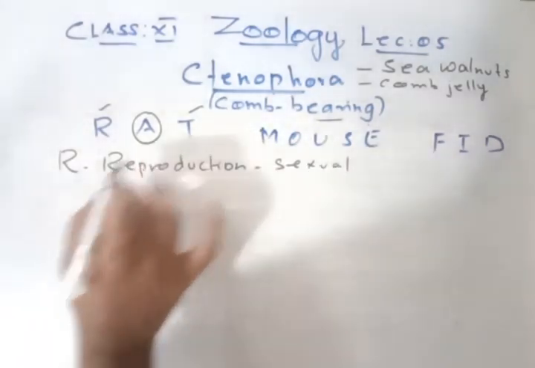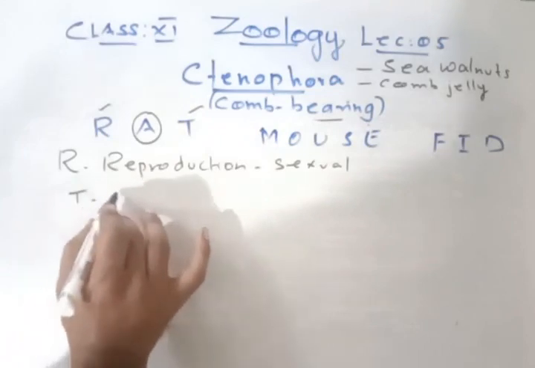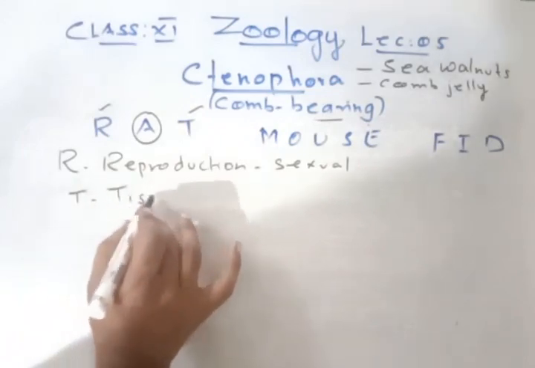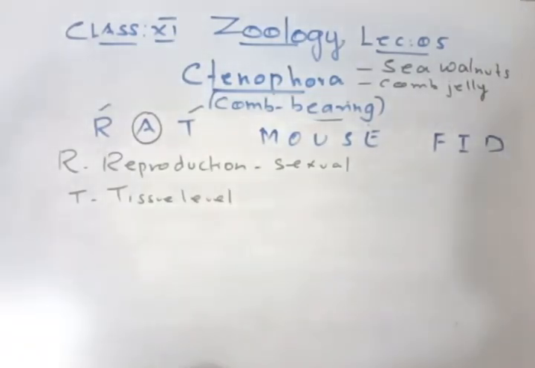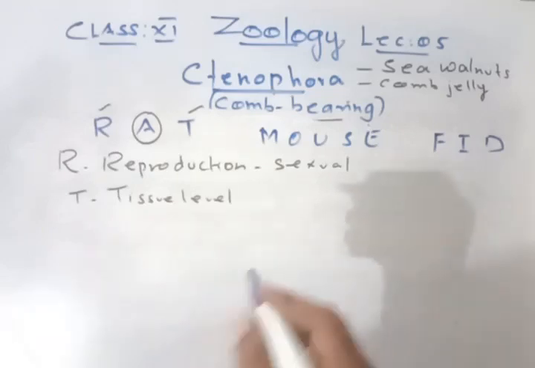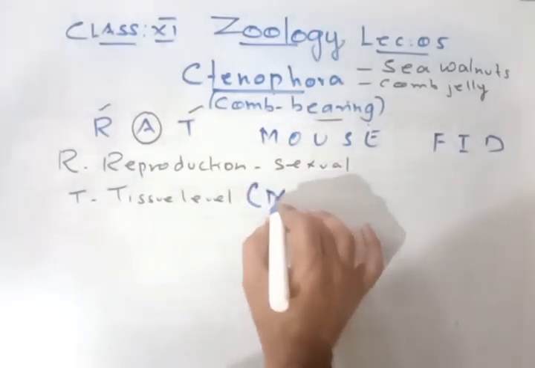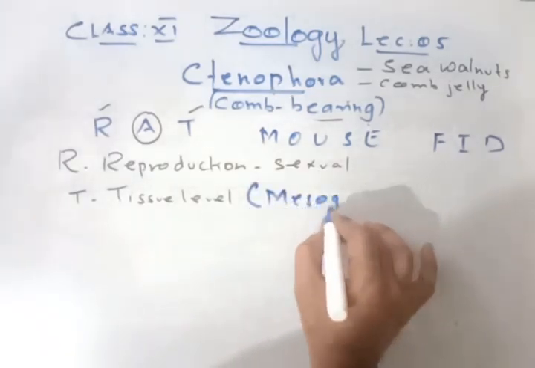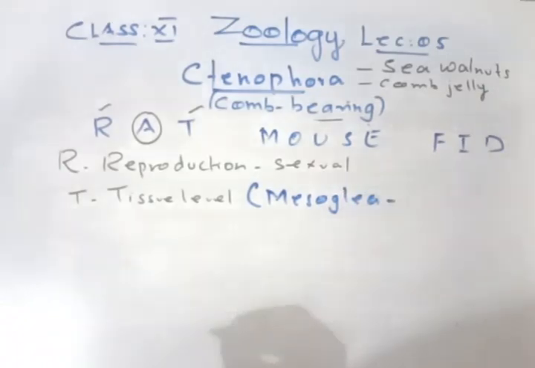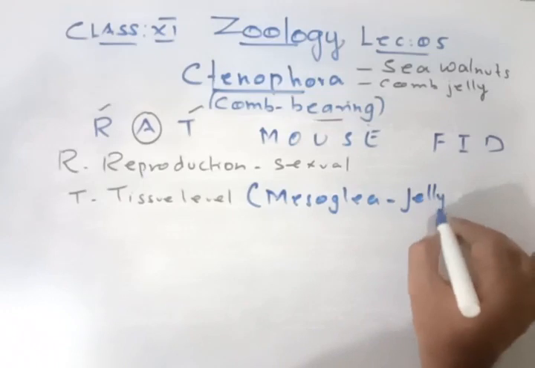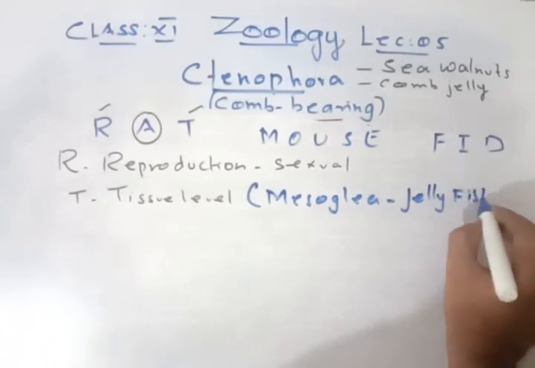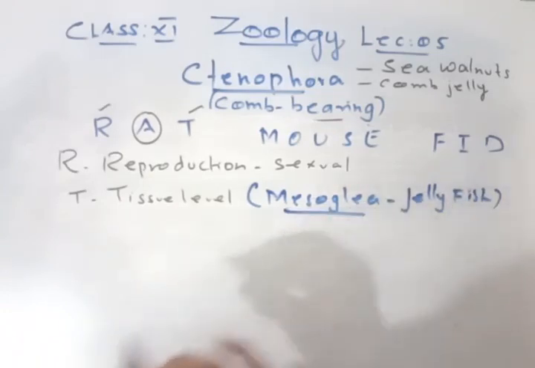Then we'll go for this T. T is for tissue level of organization. And this tissue level of organization will have mesoglea, I told you. And this mesoglea is present in jellyfish. Jellyfish has this mesoglea, the tissue level of organization.